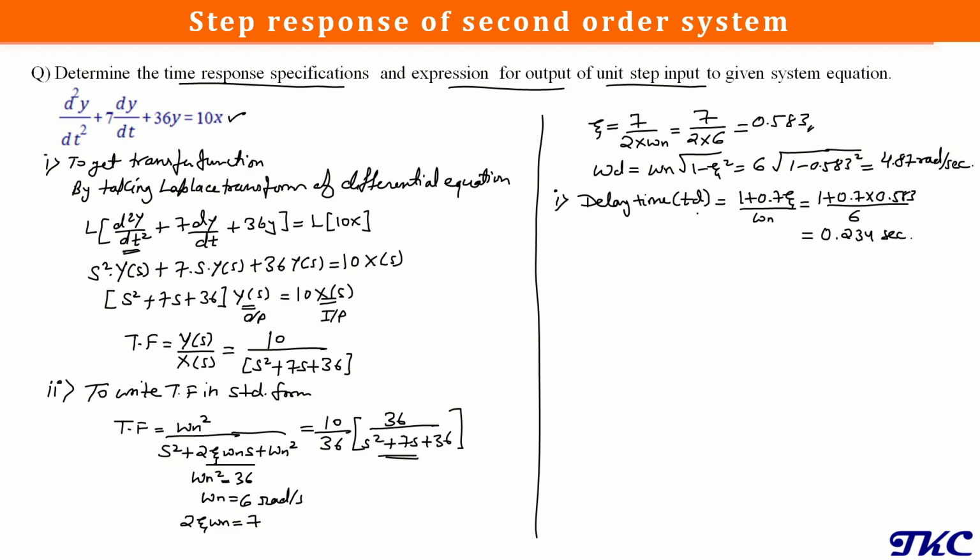Based on this value, we can say that this system requires 0.234 seconds to reach 50% of its output. The next term is rise time, which is given by TR, and the expression for that is pi minus theta divided by omega d.